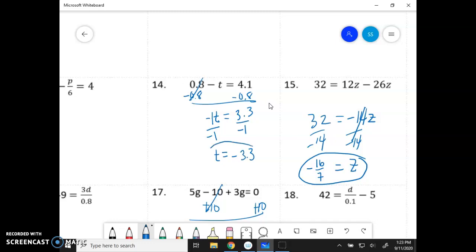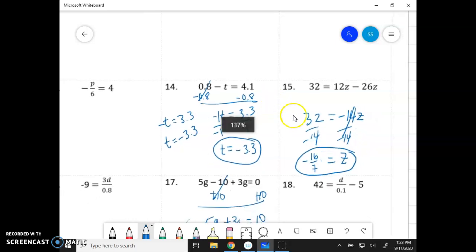All right, so there we go. One thing you might, hopefully, recognize is that if a negative t is equal to a positive 3.3, it's just going to be the opposite. A positive t is going to equal a negative 3.3. So there's two ways to look at that. Hopefully both of those help you.